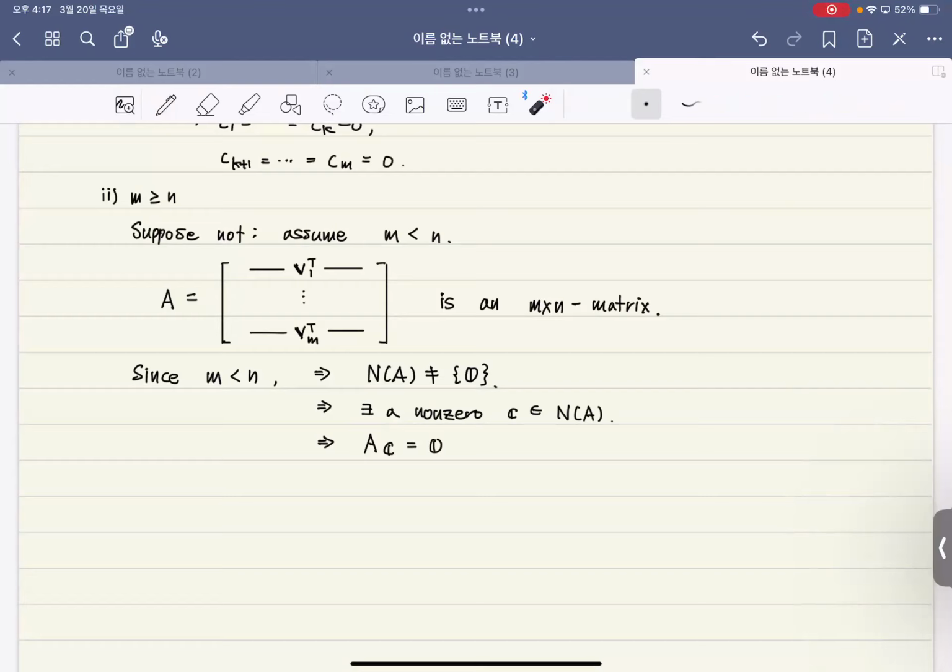Oh, okay. All right. I was confused a little bit. Sorry. So A multiplied by this column vector C must be the 0 vector, because this guy is obviously a member of the null space.